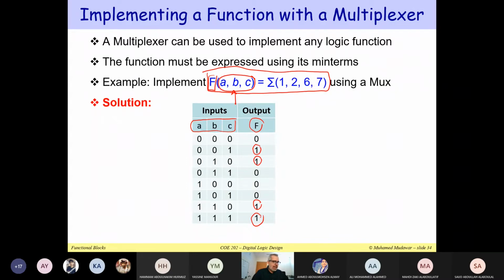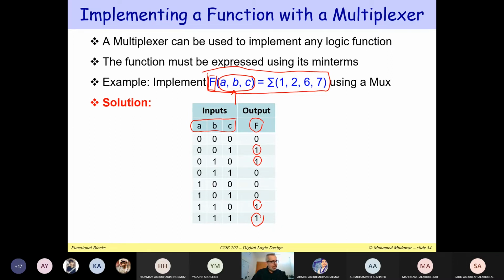So I'm going to use an 8-to-1 multiplexer. It has 3 select inputs. So I can connect ABC to my select inputs. Yes, excellent, Ahmed. I should really start giving bonuses for those who can answer, right? And add a point on your midterm exam if you can answer these questions.